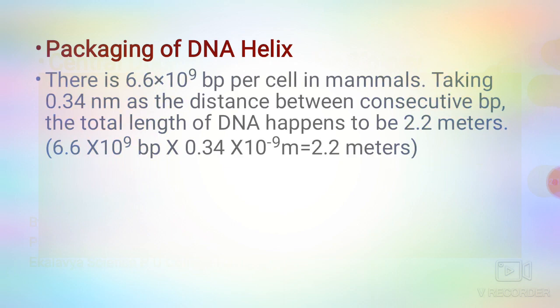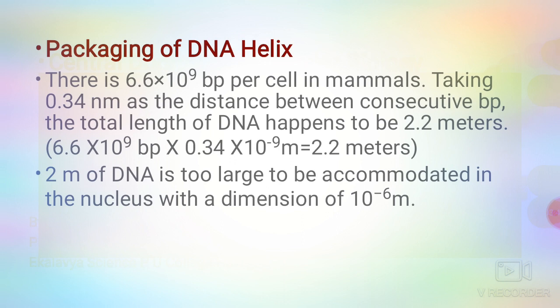And the next, about packaging of the DNA helix. There are 6.6 x 10⁹ base pairs per cell in mammals. Taking 0.34 nanometer as the distance between consecutive base pairs, the total length of DNA happens to be 2.2 meters.